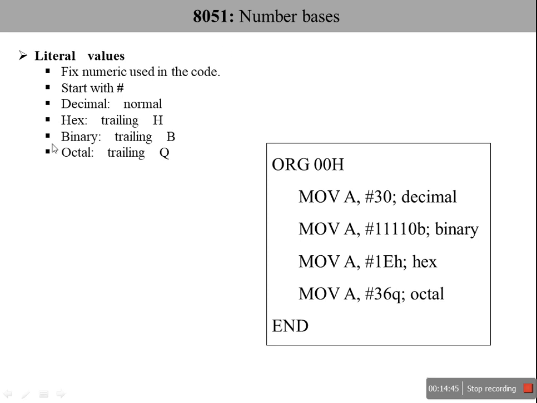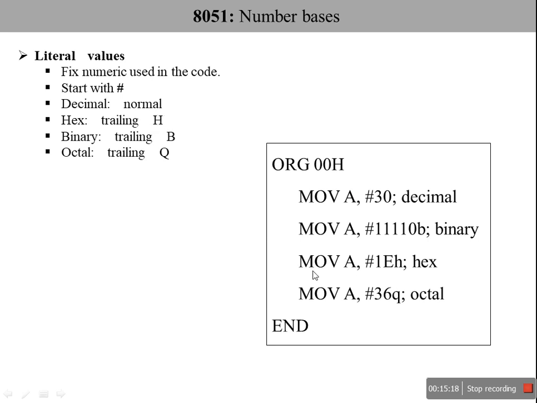Now we have different number bases: decimal, hexadecimal, binary, and octal. It is possible to give an immediate number in all these formats. For example, if it is decimal, we need not mention anything. If we say mov a comma hash 30, since nothing is mentioned, this number is treated as a decimal number. Whereas if you want to make this a hexadecimal number, then that number should be attached with the letter H.